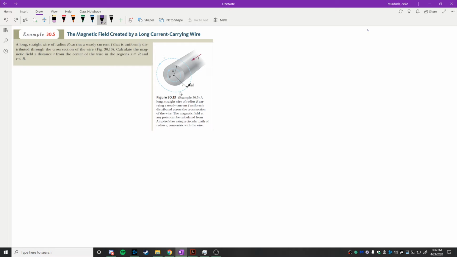And so just to rewrite what Ampere's law was again, we take the line integral of the magnetic field over some path, and that should be equal to mu naught times the surface integral of j dot dA. And in this problem, we'll actually be able to use this version of it.